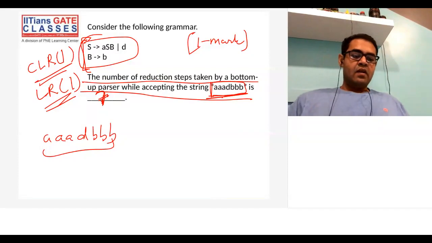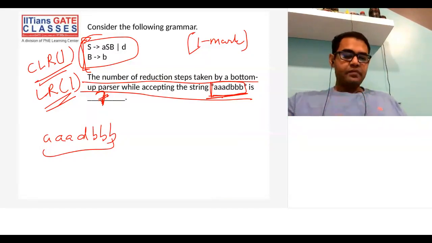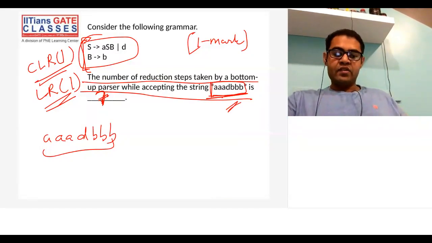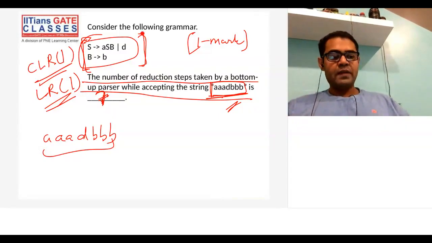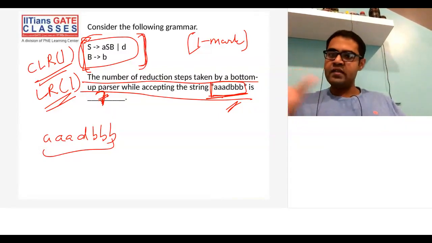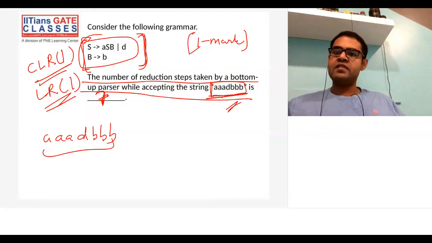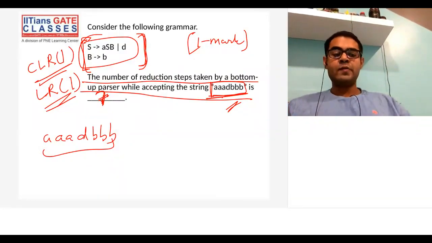So let me just mention this point also. The first thing is you use the LR(1) parser and solve it. Now the problem with this method is that it is very lengthy, especially when the question is for 1 mark, so it is not really feasible to do it this way.